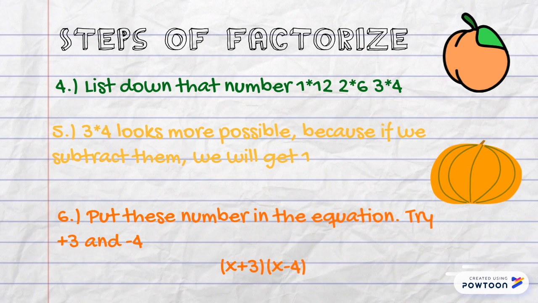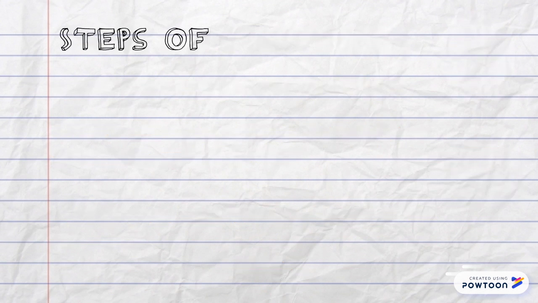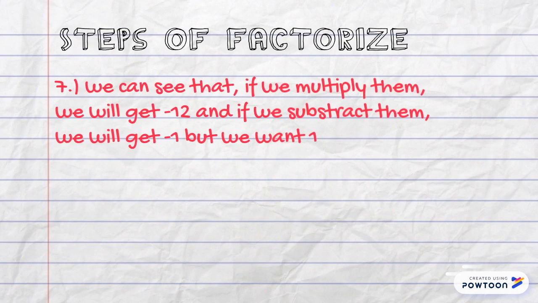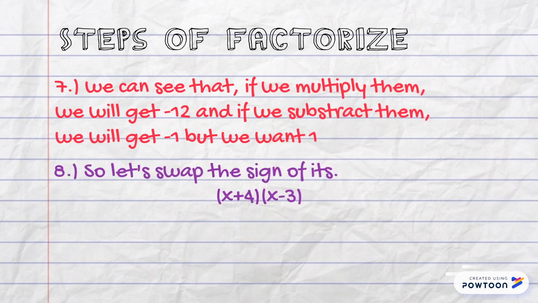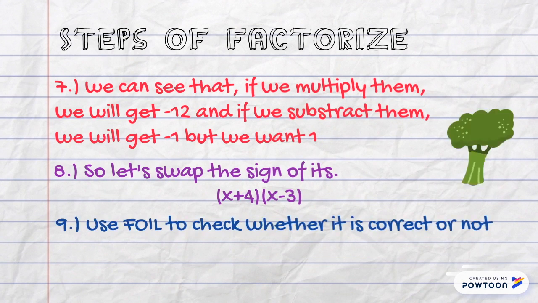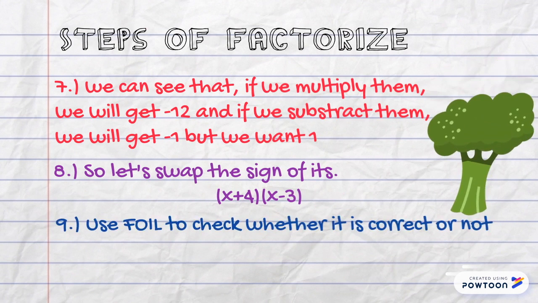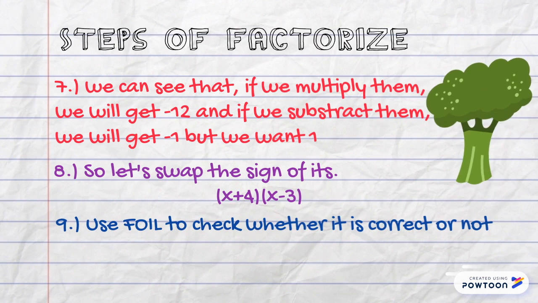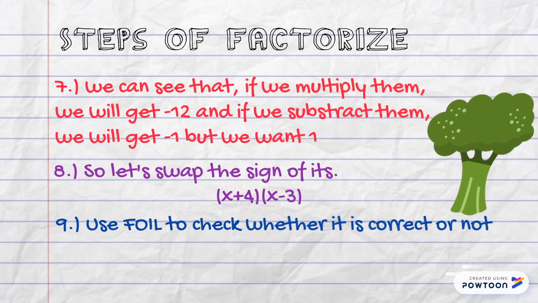Now let's put these numbers in the equation, but we have to put them in with the correct signs. If plus 3 and minus 4, we will get minus 1, but we want 1. So let's make it plus 4 and minus 3, then we will get plus 1. And to check if it's correct or not, we can multiply it back again using the FOIL method.